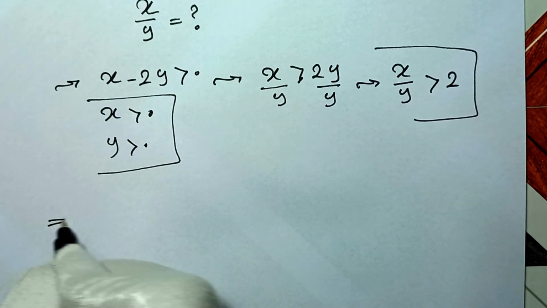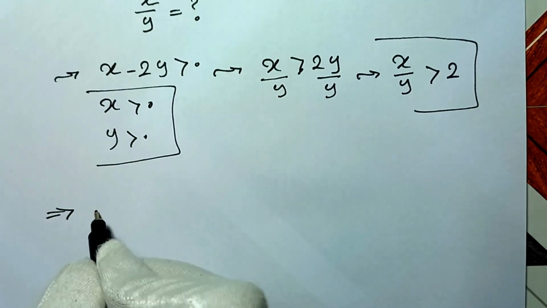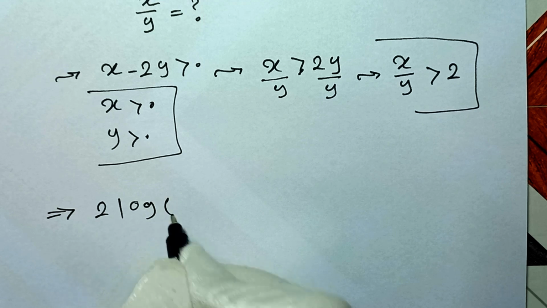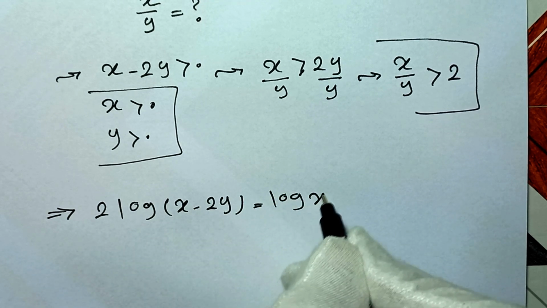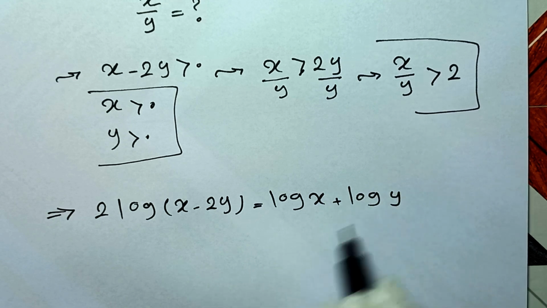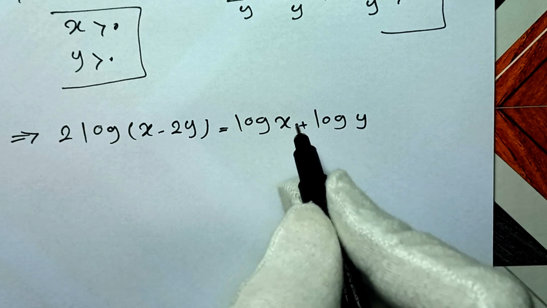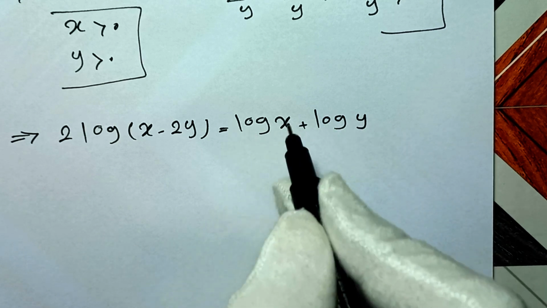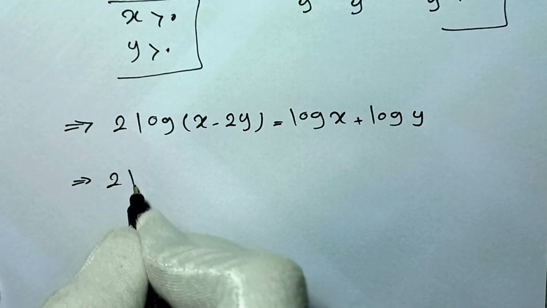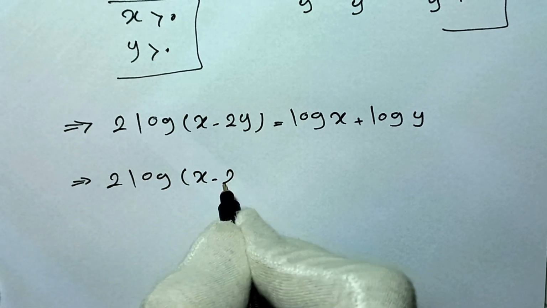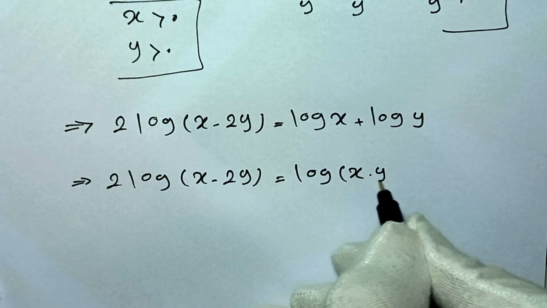So here we have 2 log (x minus 2y) is equal to log x plus log y. From the log rules, if we have log x plus log y, we can write this as log of x times y, right? So we write 2 log (x minus 2y) is equal to log of x times y.